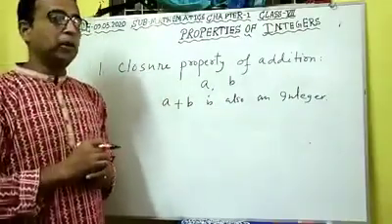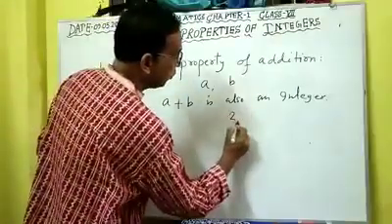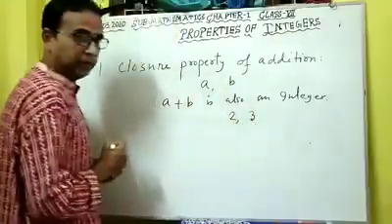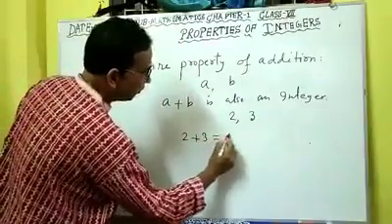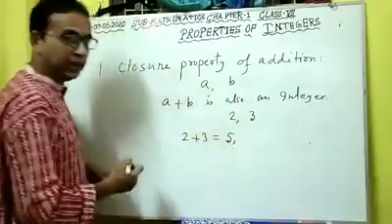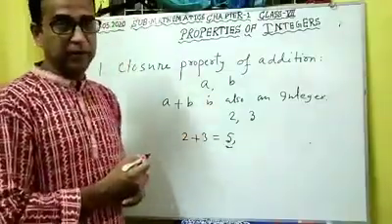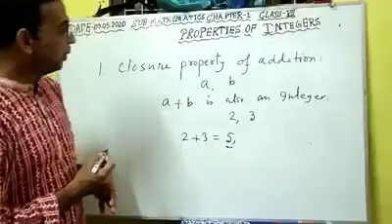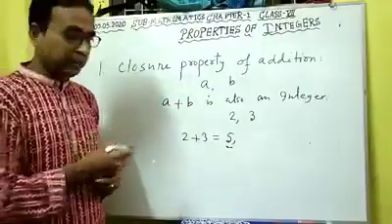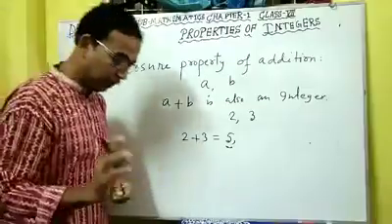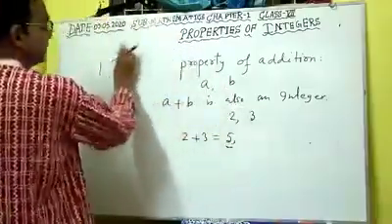For example, consider two integers 2 and 3. The sum of 2 plus 3 is equal to 5. Here 5 is an integer. So closure property of addition is verified. Okay?